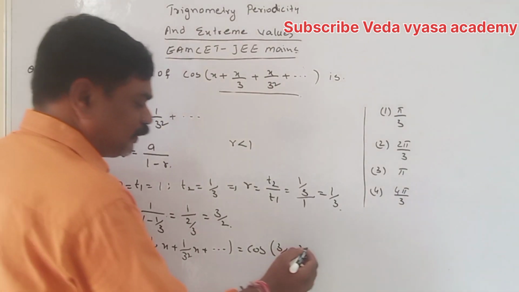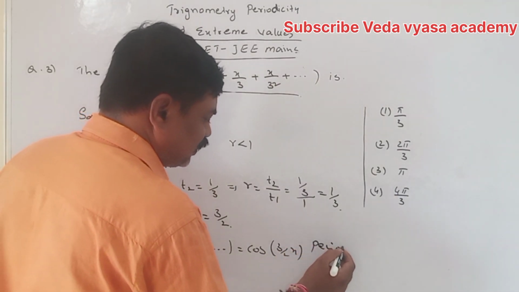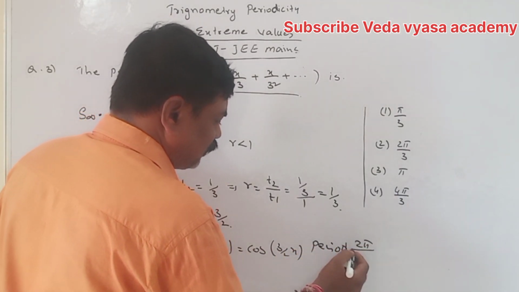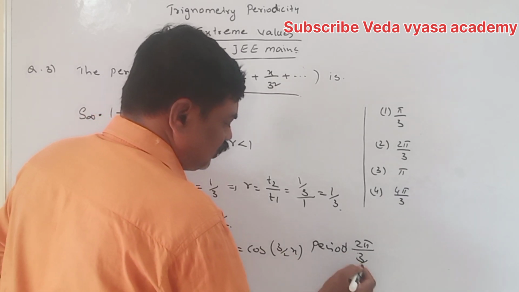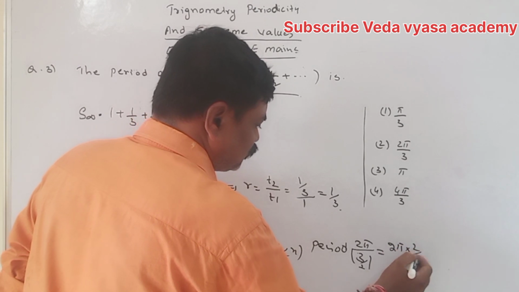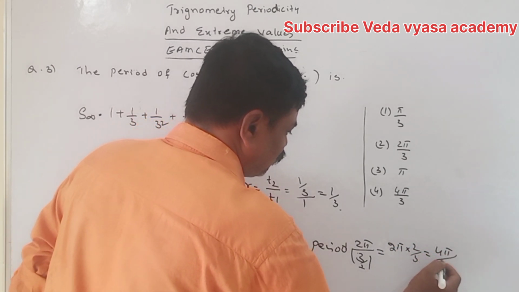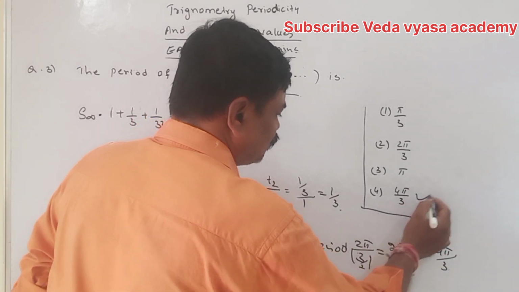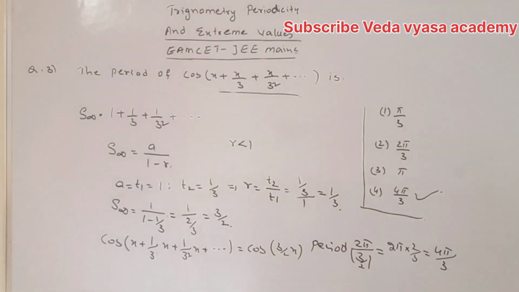So what is the period? The period is 2 pi by modulus 3 by 2, which is equal to 2 pi into 2 by 3. This is 4 pi by 3. Okay, all of you. So option 4 is the answer.